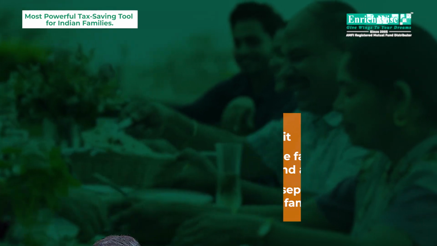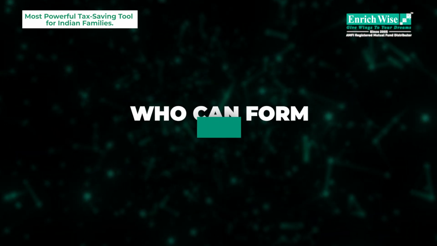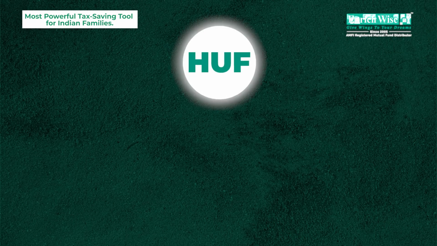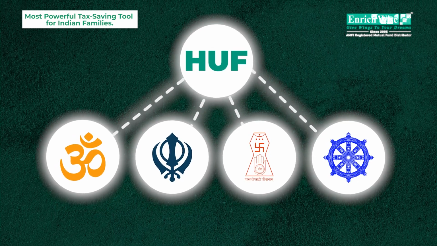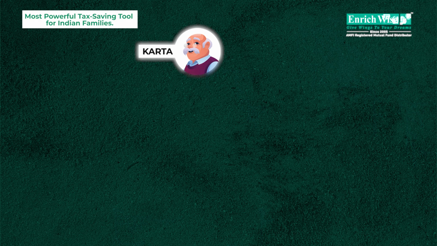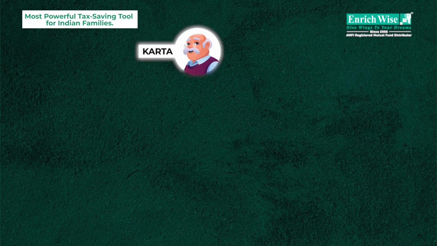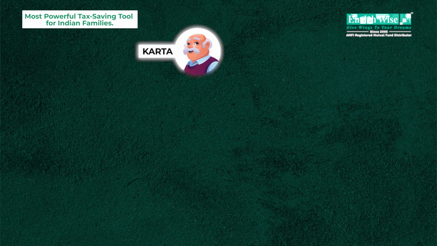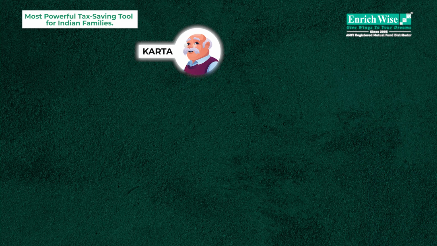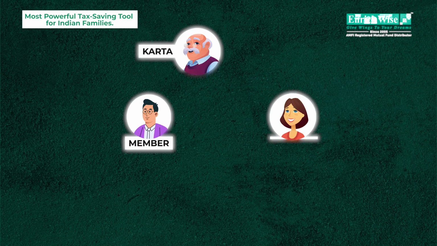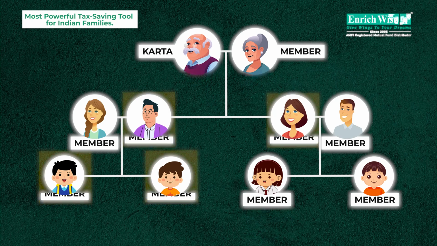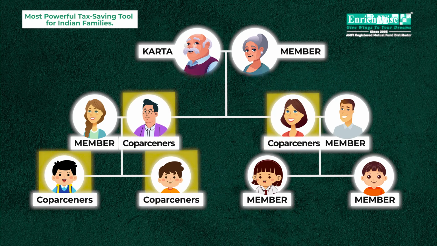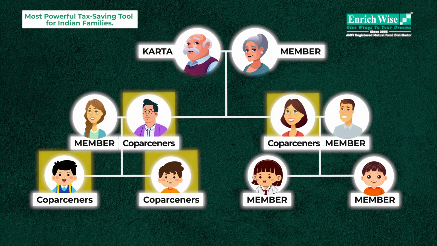What are some of the key features? First, let's discuss who can form an HUF. Individuals from Hindus, Sikhs, Jains and Buddhists, these communities can form an HUF. Who is a Karta? The senior most member, traditionally the eldest male member, manages the HUF. Now, who are members? Members includes all family members like sons, daughters, spouse, etc. Who are co-partners? A subset of members who acquire the right to family property by birth, both male and female descendants.